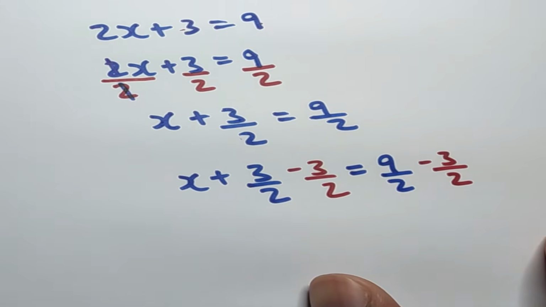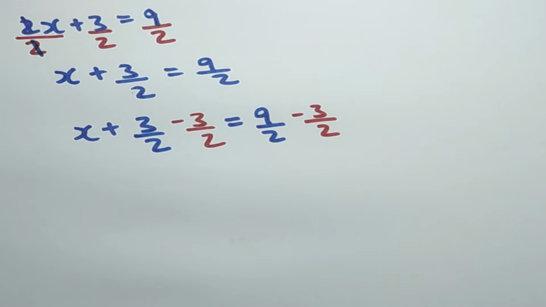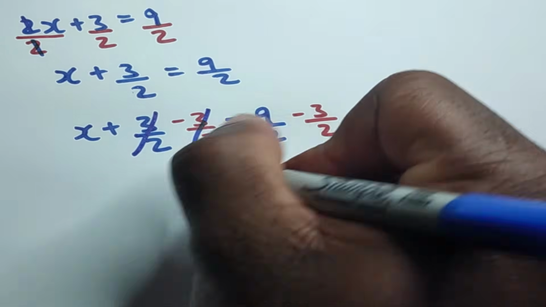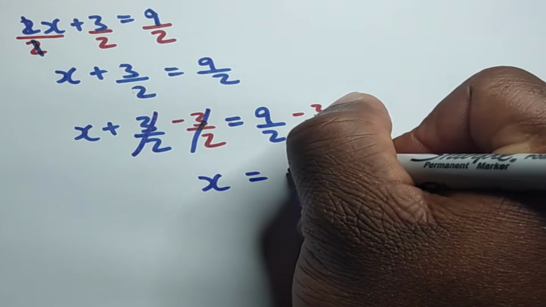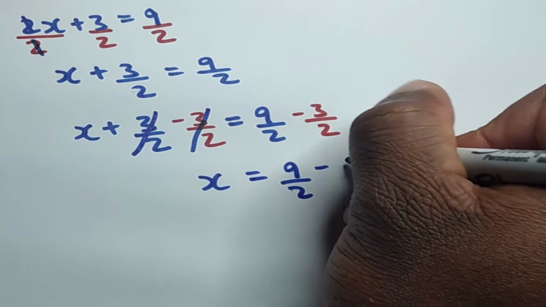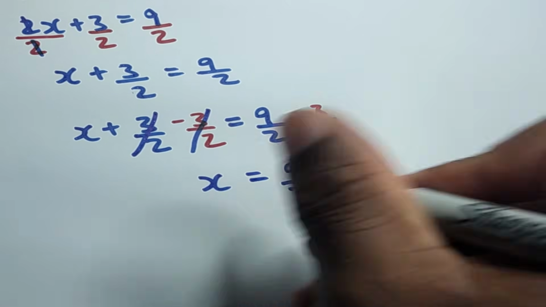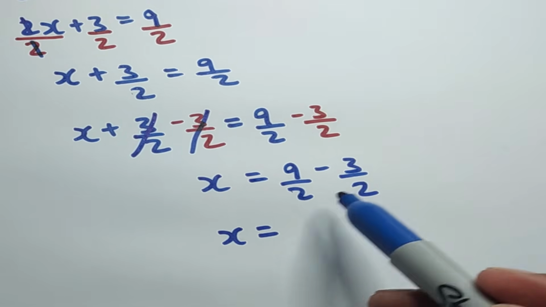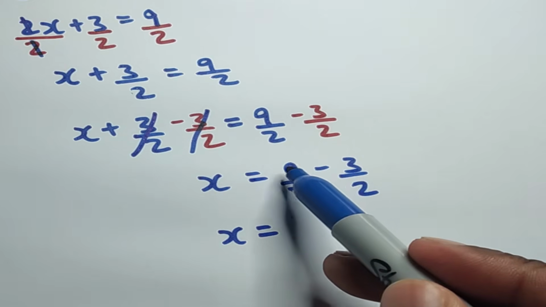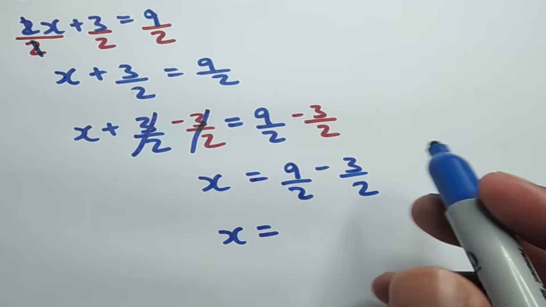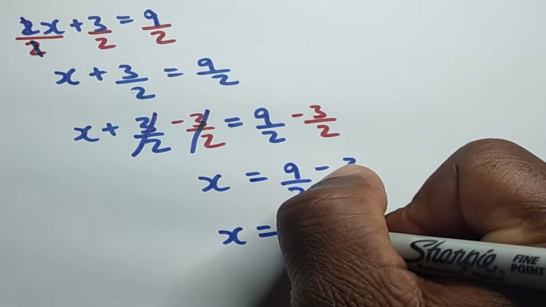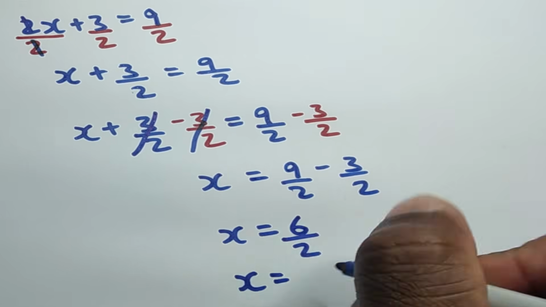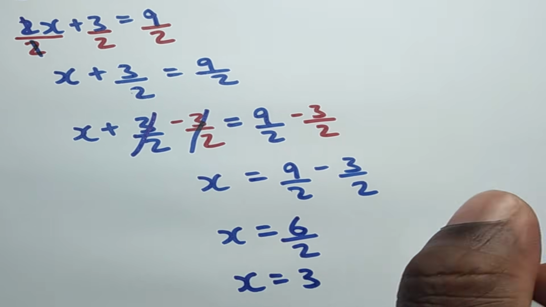Alright, now what's the next step? What we can now do is to use the positive 3 over 2 to cancel minus 3 over 2, and I'll be left with x is equal to 9 over 2 minus 3 over 2. Alright, and the rest is history from here. So being that we have common denominators, we can simply simplify the numerator. So 9 minus 3, that's 6 over the common denominator, which is 2. And 6 divided by 2 will give me a 3 right there.